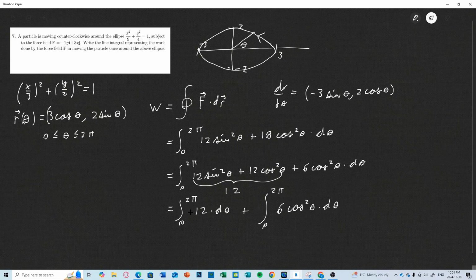And since this just becomes theta, it'll just be our bounds. So it's just going to be 12 times 2 pi plus 6 times, and then if you remember from the previous question, our cos squared theta from 0 to 2 pi just becomes pi. So we get 24 pi plus 6 pi, giving us our final answer of 30 pi.